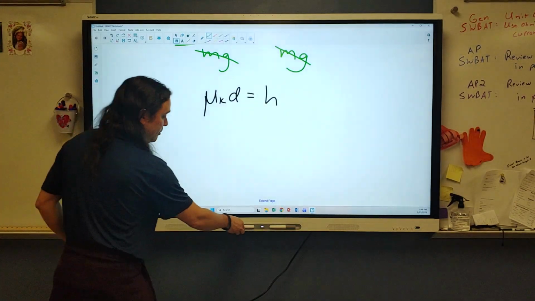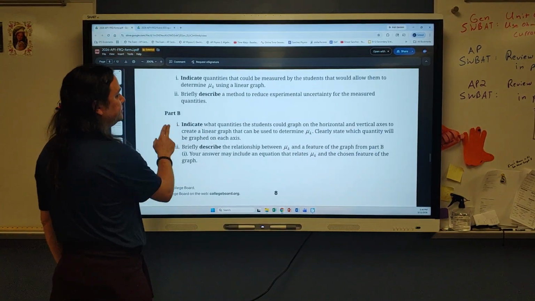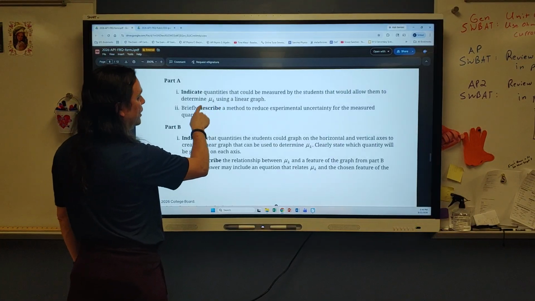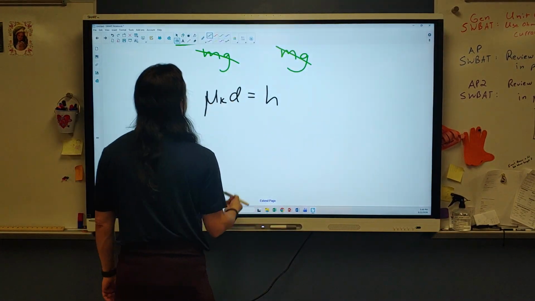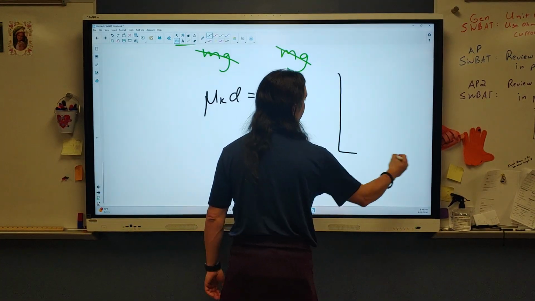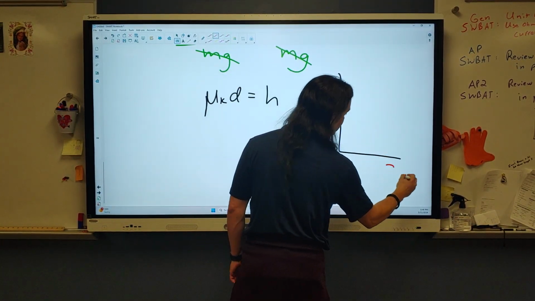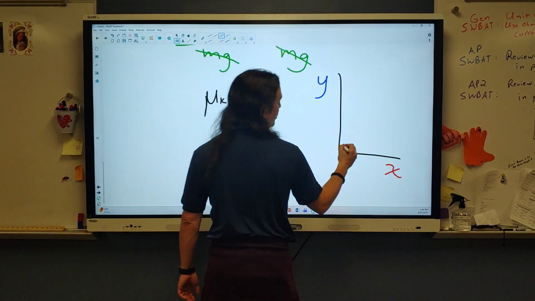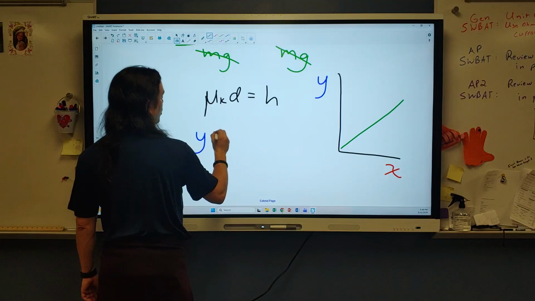On top of that, because this is a thing that they seem to be doing across all the exams as well, in part B, they said allow them to determine mu sub k using a linear graph. So reinforcing, in my class, we go through the following with linear graphs. You're going to see this in the next part. We have y, what's on the vertical axis, x, what's on the horizontal axis, and we've got our straight slope here. So we end up with y equals mx.